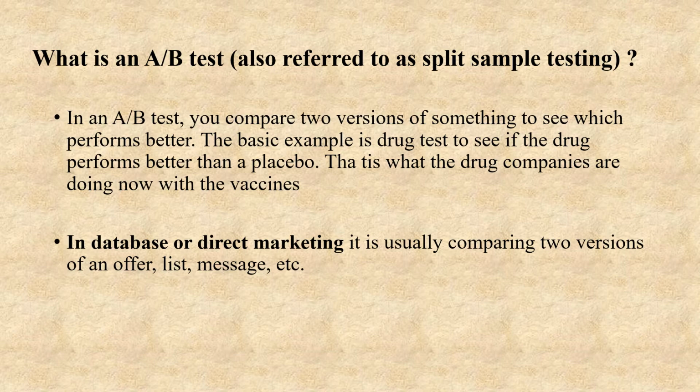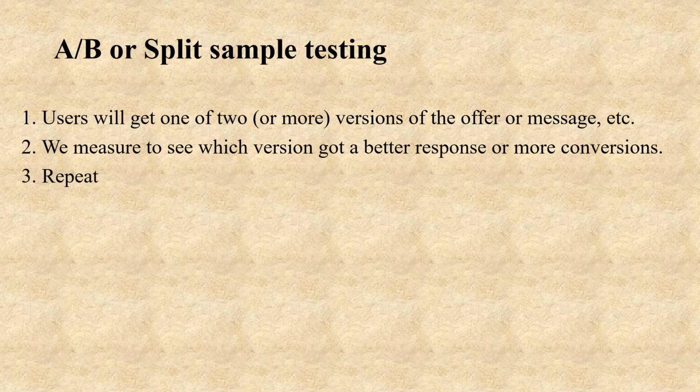Okay, so in database or direct marketing, it's usually comparing two versions of an offer, two versions of the target audience, or two versions of the message, or two versions of the cosmetics around the message, or two versions of who is making the message, or whatever. And so in direct database marketing, A/B testing is just like scientific testing of vaccines, except it is looking at, obviously, different variables. All right, so in an A/B or split sampling testing, users will get one of two versions of the offer, the message, etc.